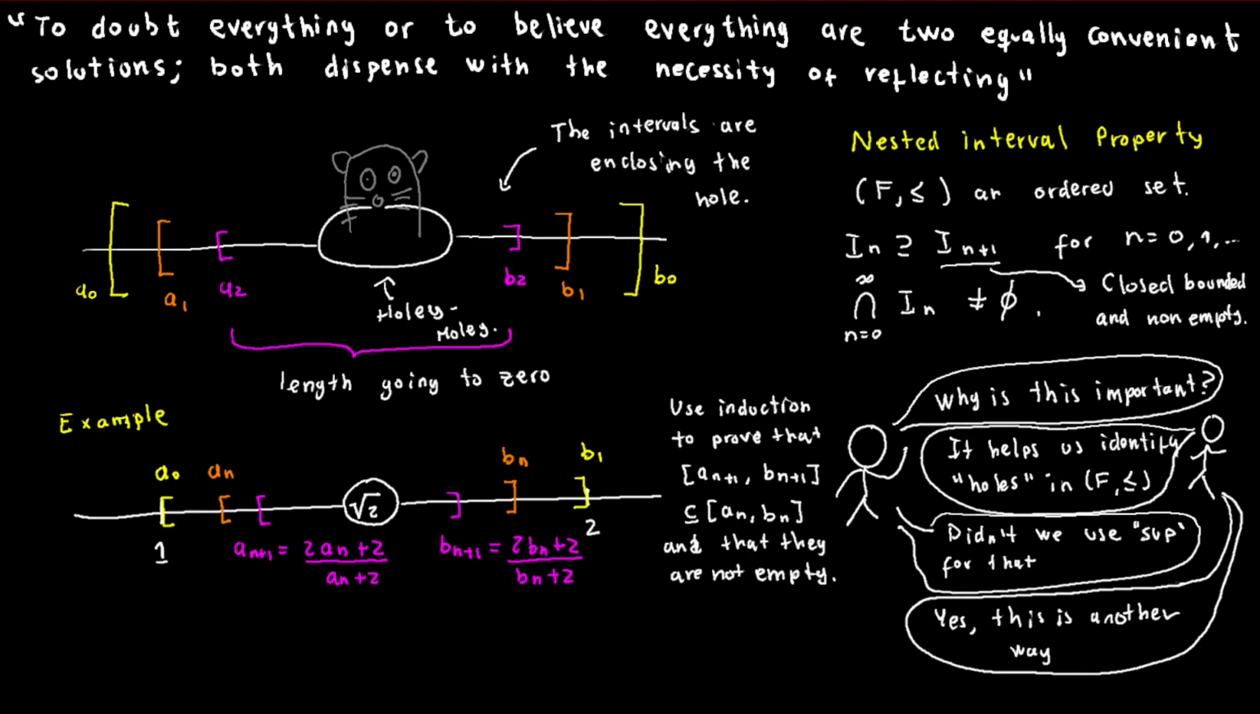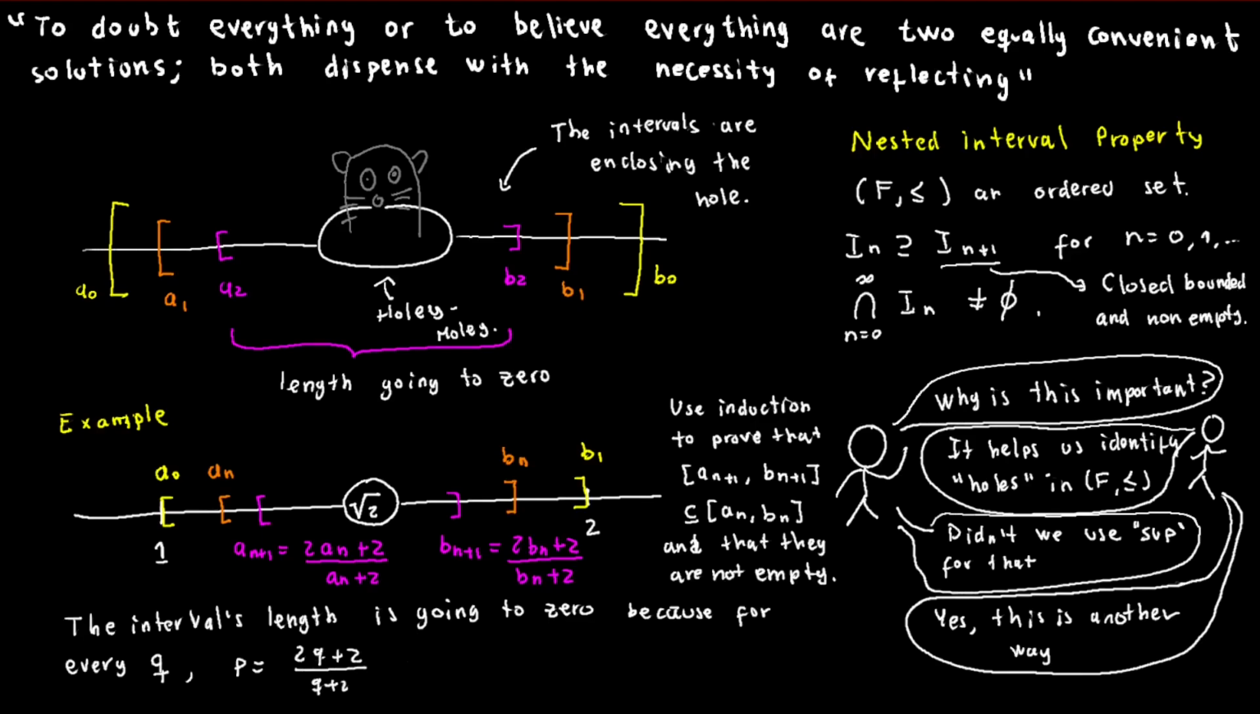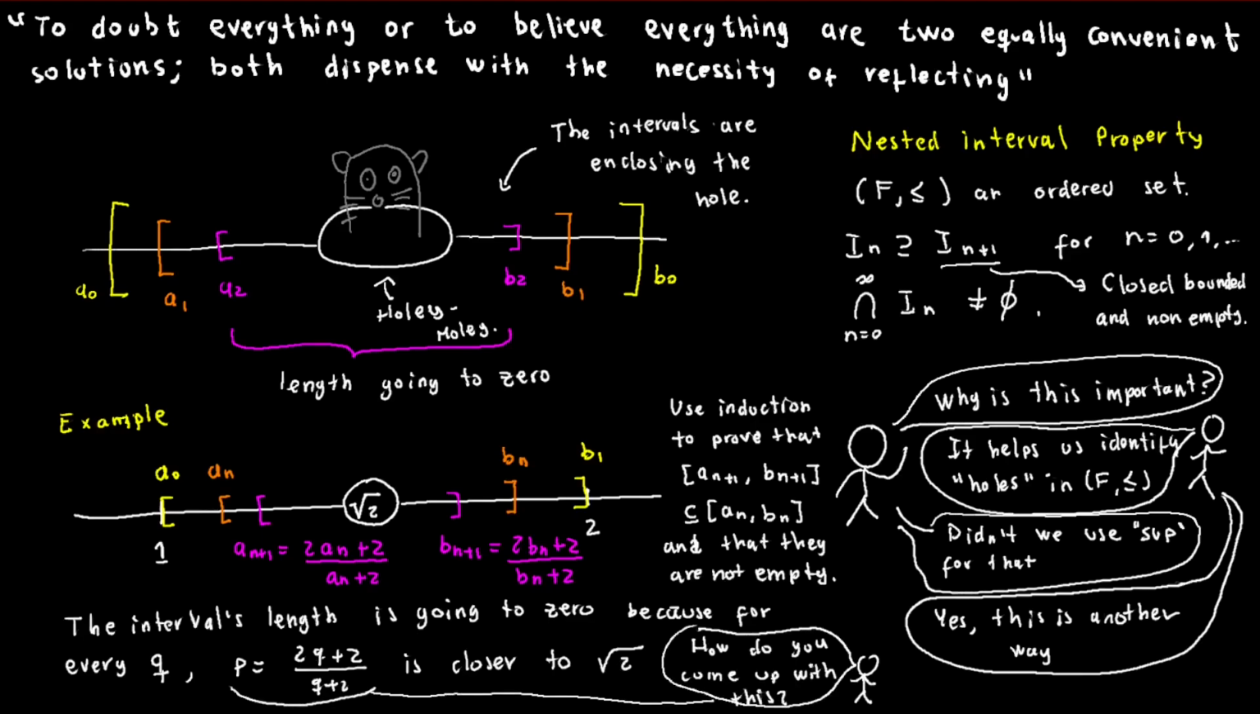This can be attributed to the fact that if we take a positive rational number q and plug it into the formula, the resulting number p, (2q + 2)/(q + 2), is rational and closer to the square root of 2. While this fact is fairly easy to verify, it does require a bit of creativity to arrive at the formula for p.